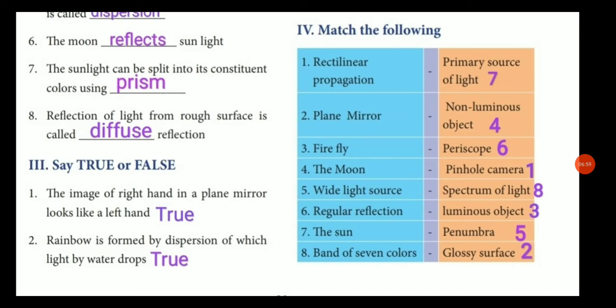First one. Rectilinear propagation, pinhole camera. Plane mirror, glossy surface. Firefly, luminous object. Moon, non-luminous object. Wide light source, penumbra. Regular reflection, periscope. The sun, primary source of light. Band of 7 colors, spectrum of light.